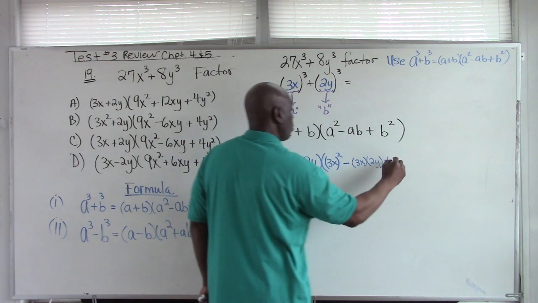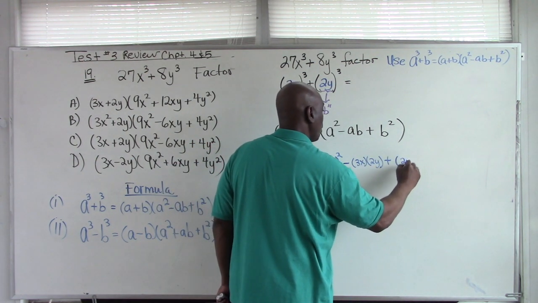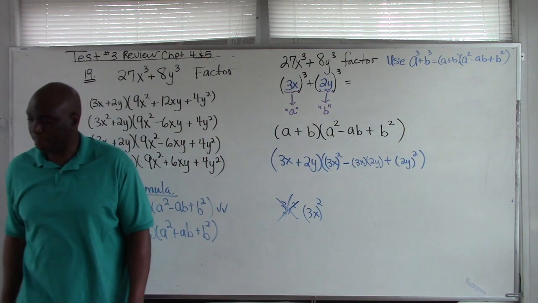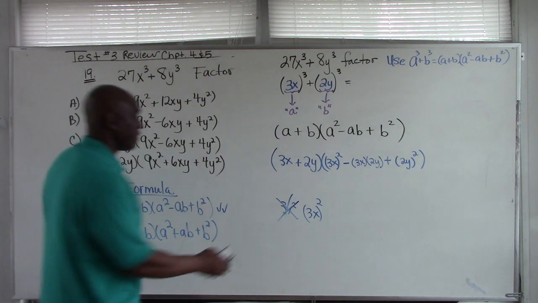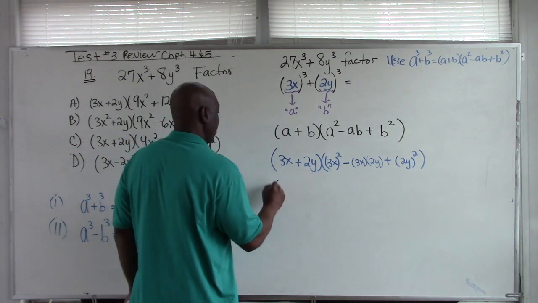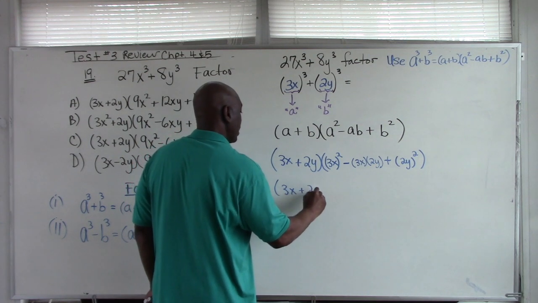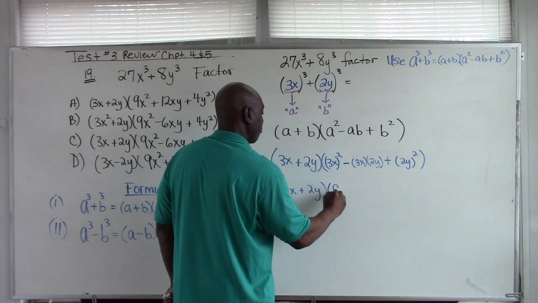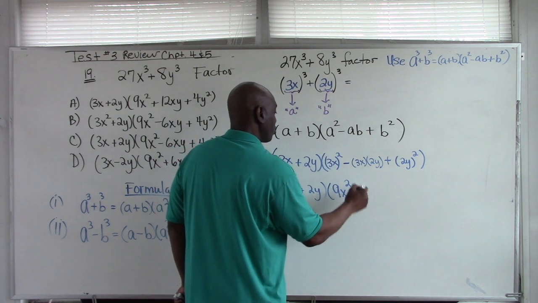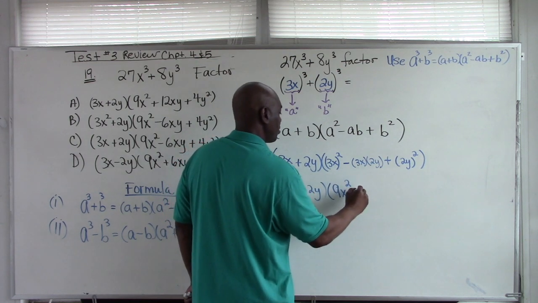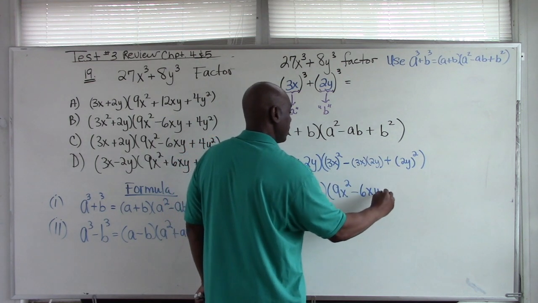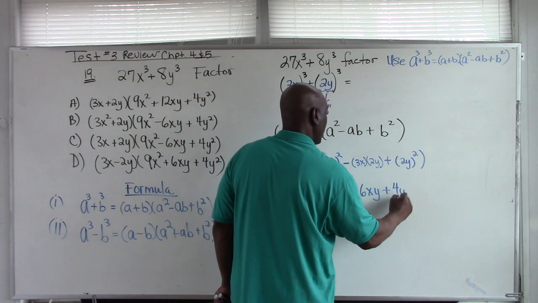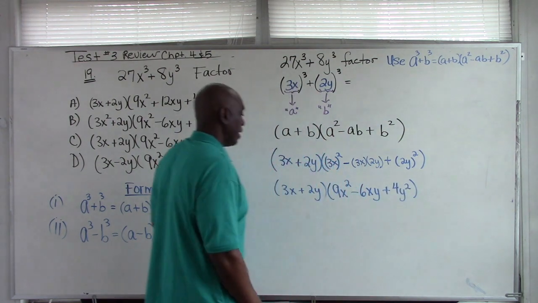Plus b, which is 2y. Same as we did with 3x. 2y quantity squared. Okay, now we simplify. Let's simplify it. So we're going to have 3x plus 2y times, this is going to give me 3x squared is 9x squared, minus 3 times 2 is 6xy, plus 2y quantity squared is 4y squared. Okay, this is the answer.